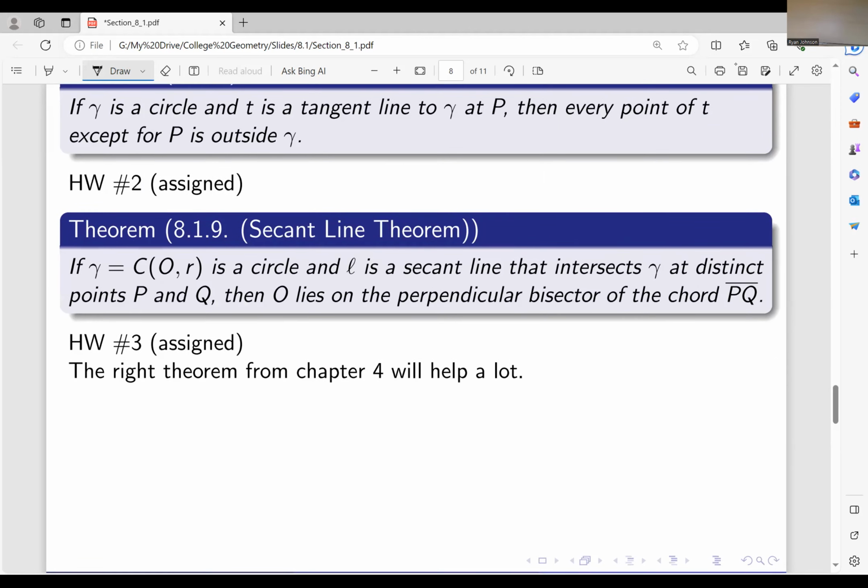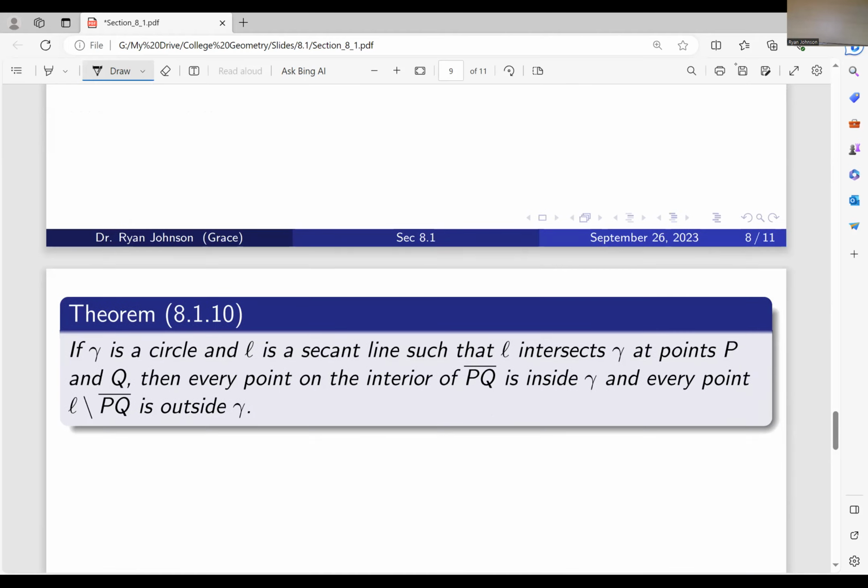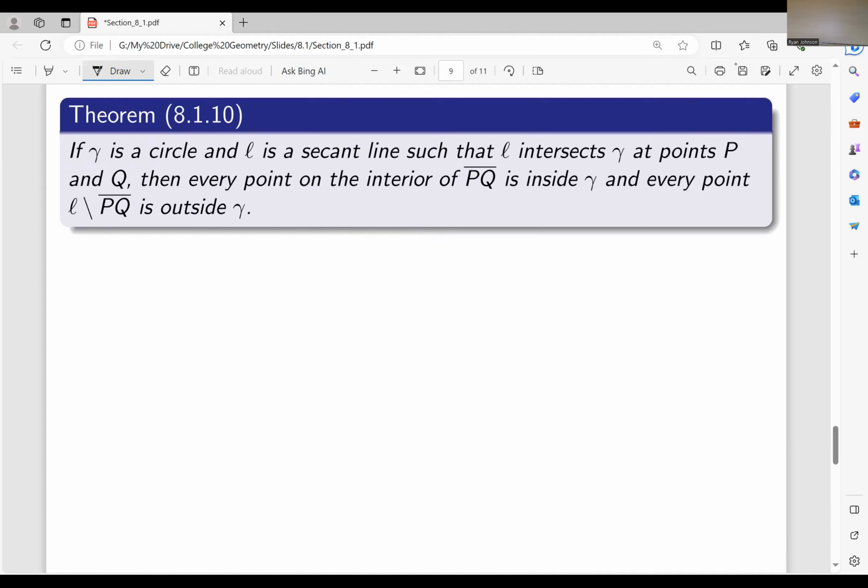And then theorem 8.1.9 is a secant line theorem. And so if gamma equals the circle center O and with the radius R, and you've got L as a secant line that intersects gamma at distinct points P and Q, then O lies in the perpendicular bisector of the chord PQ. And so that is also homework. And there's a particular theorem from chapter 4 that will help you out a lot there. And that's all I'm going to say about that, since I already gave you way too much for homework number 2. All right. So theorem 8.1.10.